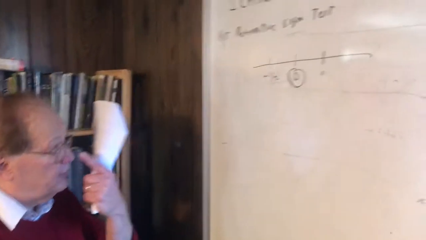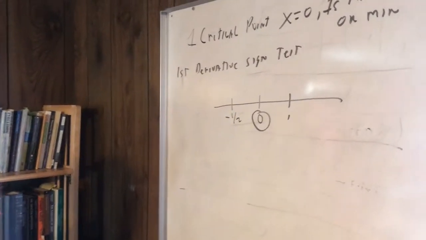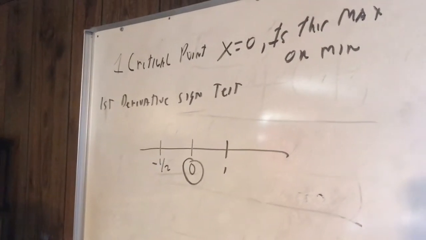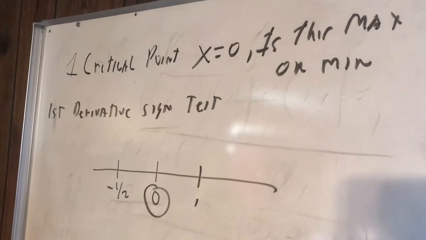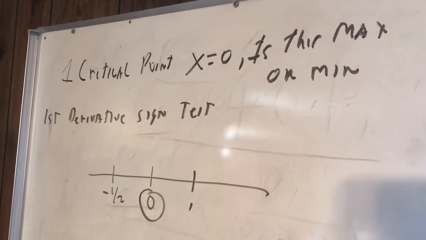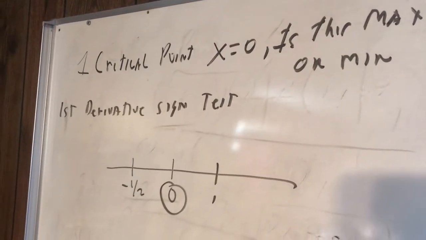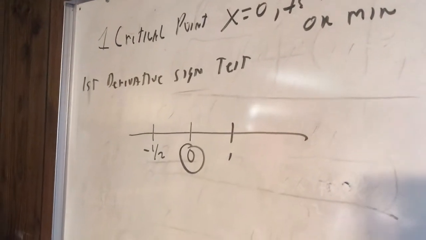Okay, now we have one critical point at x equals 0. Notice the x equals minus 1, which was a solution, is an asymptote. An asymptote can never be a critical point or a max-min. So I only have one critical point. I have to find out, is this a max or a min?